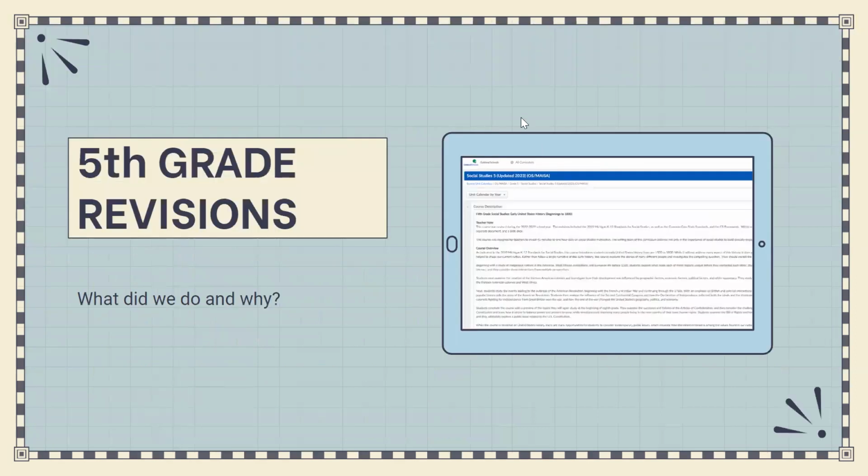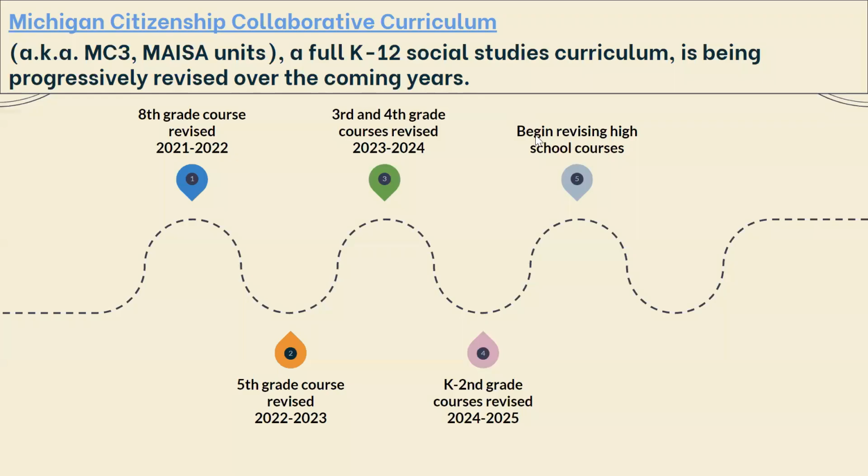So the fifth grade revisions, I wanted to give you a little bit of background into what we did in revising this course and why we did it. The Michigan Citizenship Collaborative Curriculum, which of course is nicknamed MC3, you may also hear it referred to as MESA or Atlas. Atlas is the system that the MC3 curriculum is housed in. The curriculum was written originally as a response to the very first social studies standards. At this point, many of those courses are getting a little bit old. Some of them were written in the mid-2000s to late 2000s.